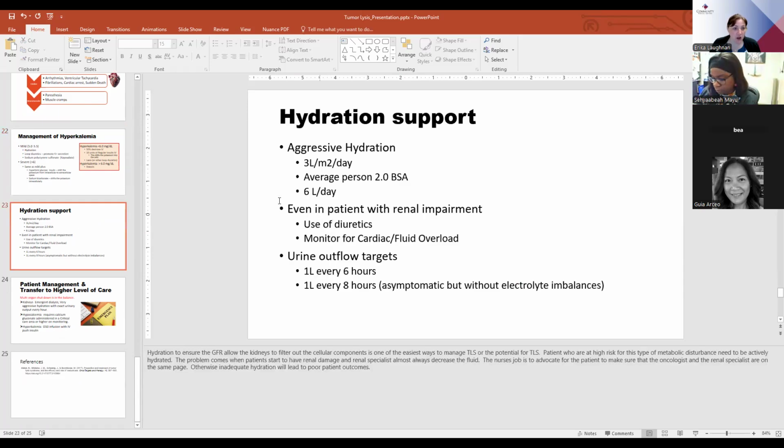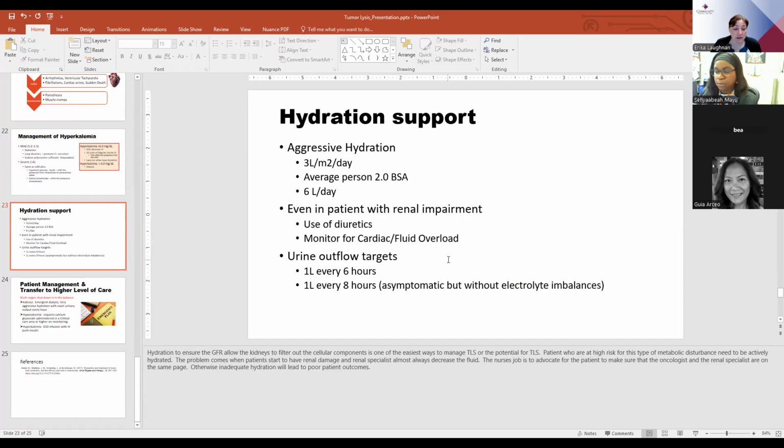So just kind of knowing that might be another indication: high potassium levels to get your patient off the floor into another higher level of care opportunity. Hydration support, we love hydration in this patient. So we're going to give them really aggressive hydration if they're having tumor lysis syndrome, up to 6 liters a day, which is a lot of fluid.